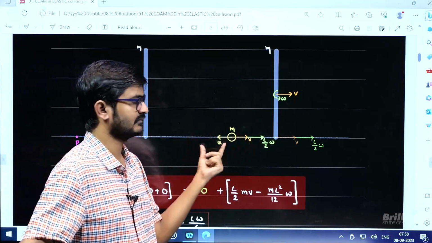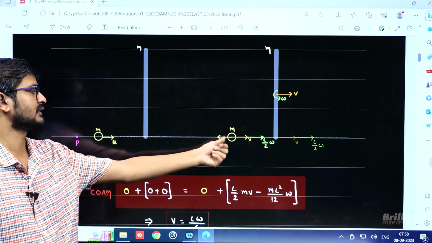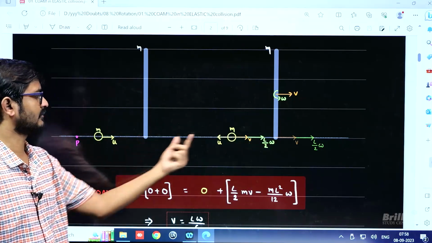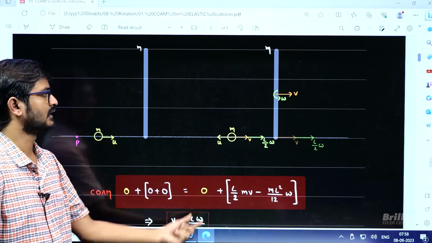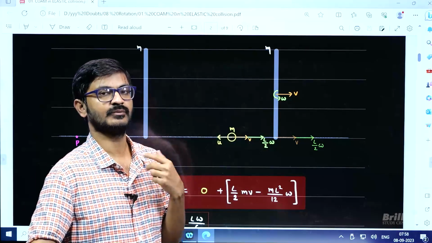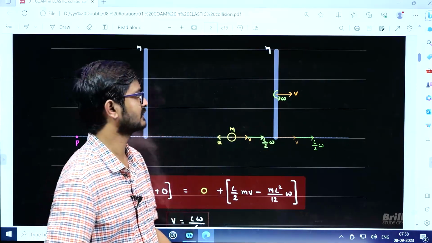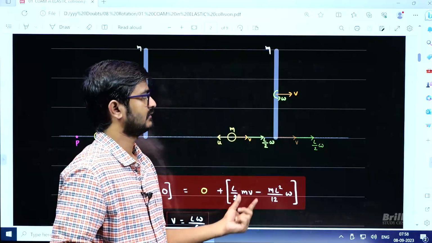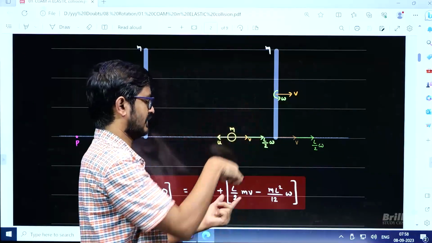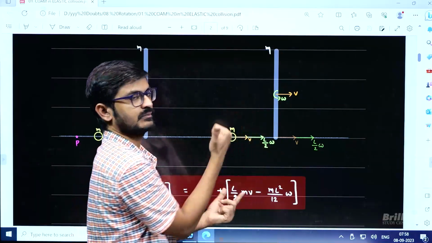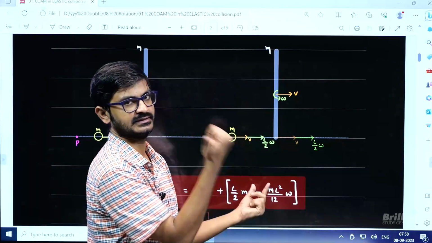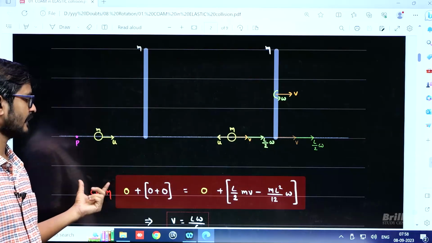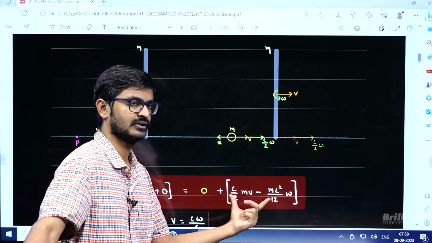Finally, the point mass is moving with some velocity, but its angular momentum is still 0 because its velocity is along the line through P. So the angular momentum of this point after collision is also 0. For the rod there are two components: angular momentum of the center of mass, which is the perpendicular distance into mv, taking this direction as positive for the time being, and angular momentum about the center of mass, which is I_C into omega, in the opposite direction. Initial angular momentum of the system equals final angular momentum of the system.